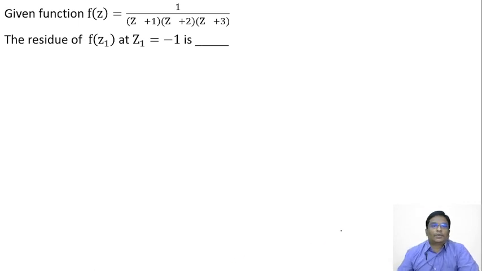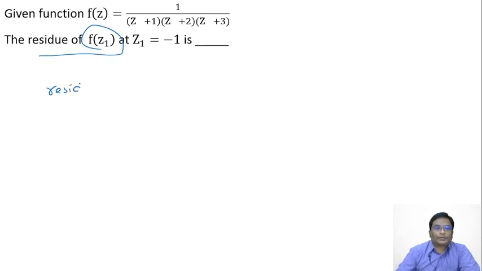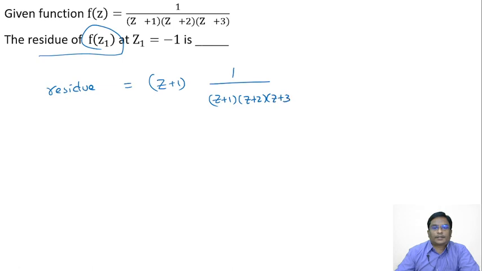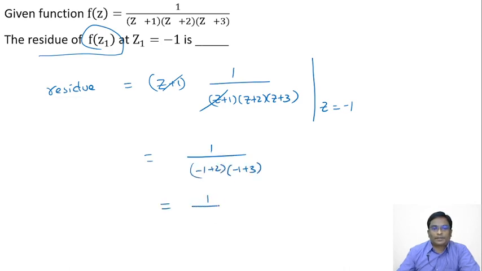Given f of z equal to 1 by (z plus 1)(z plus 2)(z plus 3), they're asking us to determine the residue at z equal to minus 1. How to find residue? If you want to find the residue at this point, you multiply that function by (z plus 1), then substitute z equal to minus 1. This is 1 by (minus 1 plus 2) into (minus 1 plus 3), which is 1 by 1 into 2. Answer is 1 by 2. That's all.